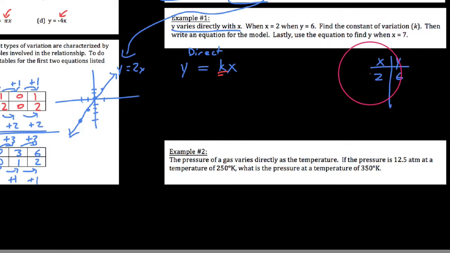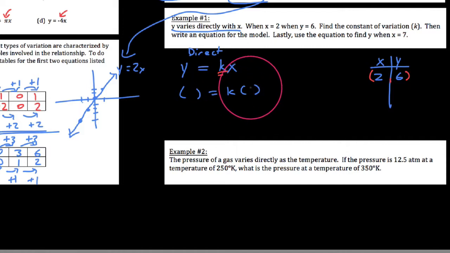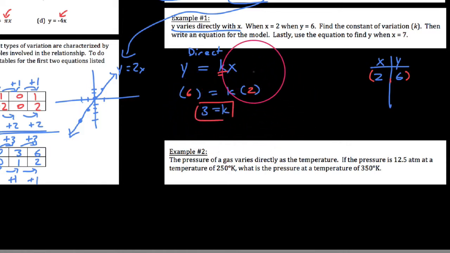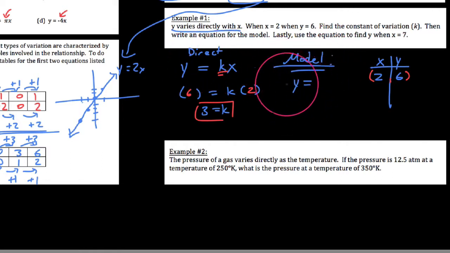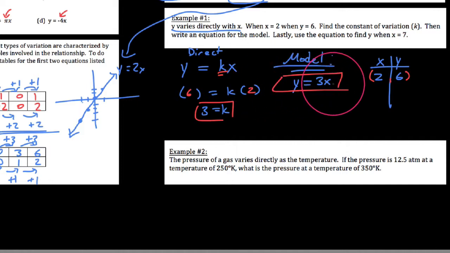So we're going to substitute this 2 comma 6 into this variable relationship, and we get y equals k times x, where our x value is 2 when our y value is 6. So it follows that k is equal to 3. Now that we have this, we're going to write a model. The model is really just our direct variation, where now we know the relationship between x and y: the k value must be 3. So this model would tell us what happens to y as x does its thing, and vice versa.